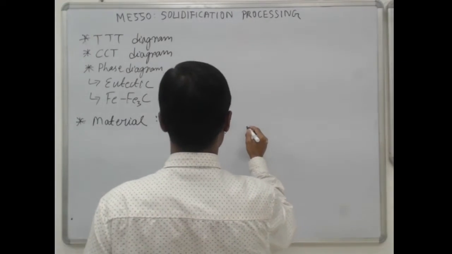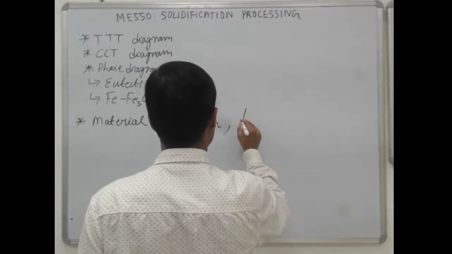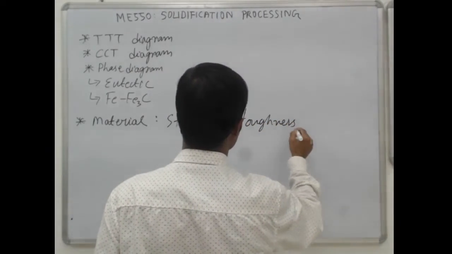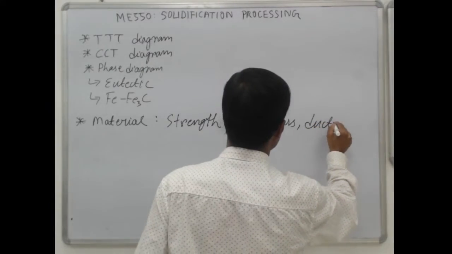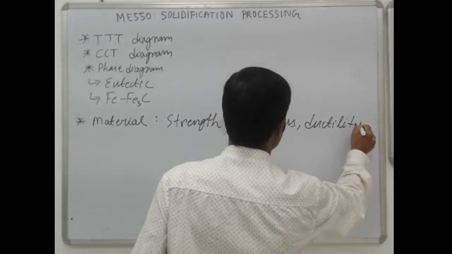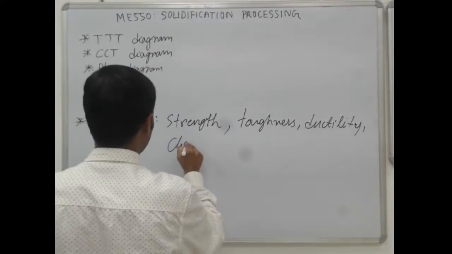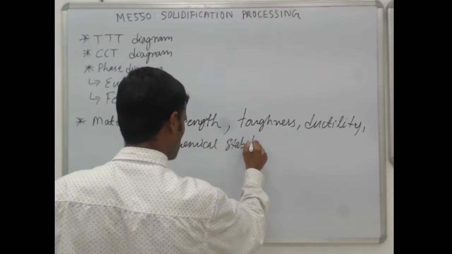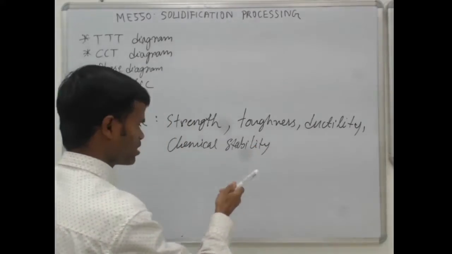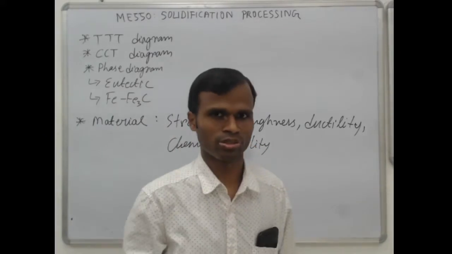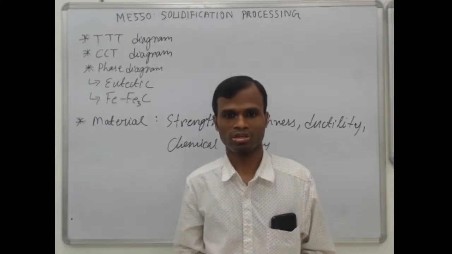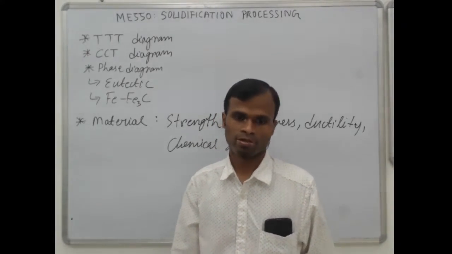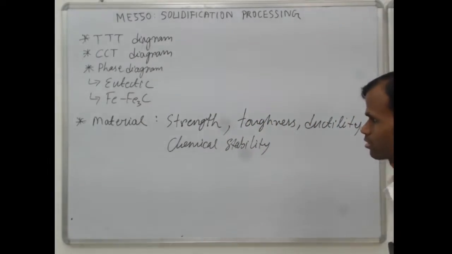And then the second most important property is toughness, or you can also say ductility, and the chemical stability. So these are the very basic properties that you would be looking for in any material that is to be used for any structural application.